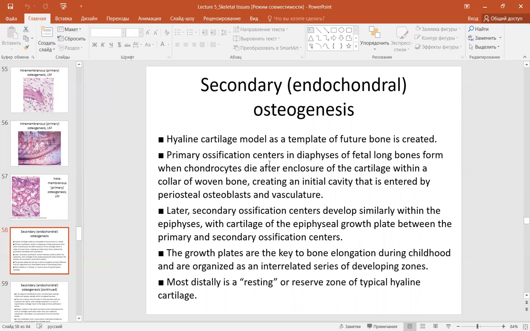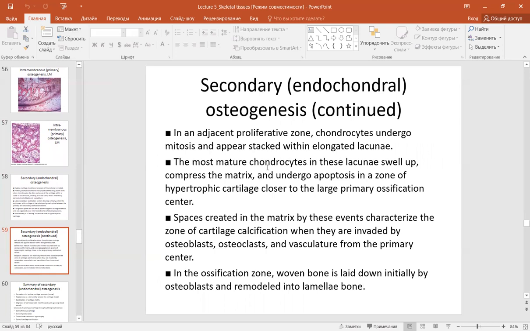Later, secondary ossification centers develop similarly within the epiphysis, with cartilage of the epiphyseal growth plate between the primary and secondary ossification centers. The growth plates are the key to the bone elongation during childhood and are organized as an interrelated series of developing zones. Most distally is the resting, the reserve zone of typical hyaline cartilage. In an adjacent proliferative zone, chondrocytes undergo mitosis and appear stacked within elongated lacuna.